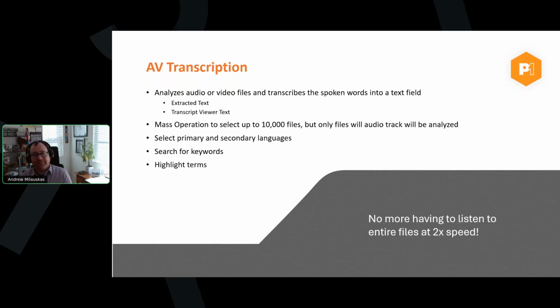It's a mass operation function only, where you can select up to 10,000 files, but only files with audio tracks will be analyzed. So if there is no audio or no track in the file, obviously it's going to skip it. You have the ability to select a primary and up to 9 secondary languages, which we'll talk about in a moment. After this is done, build a DT search index. You're allowed to search for keywords, and you're also able to highlight terms, and we'll touch on that. So gone are the days essentially where you have to listen to the entire file to make sure you aren't missing anything.